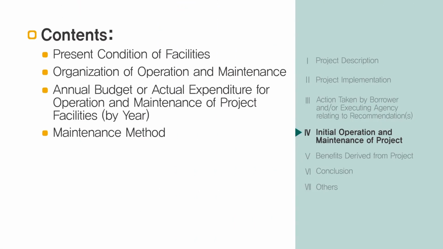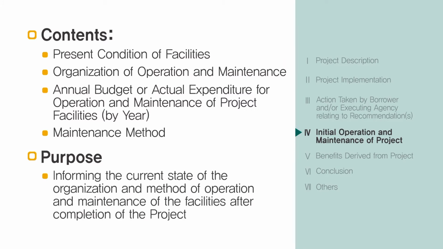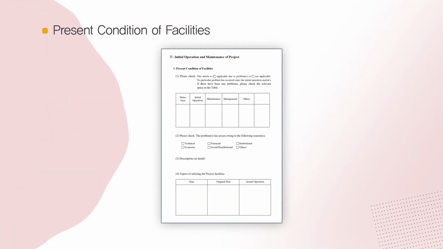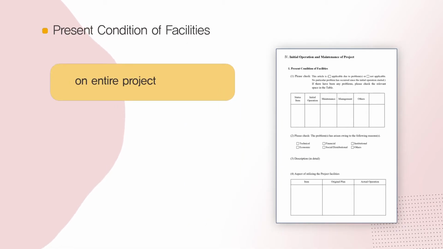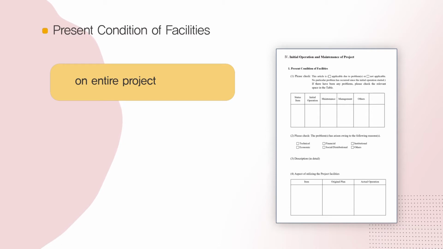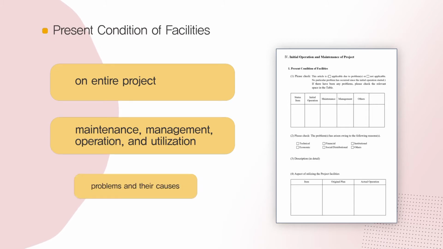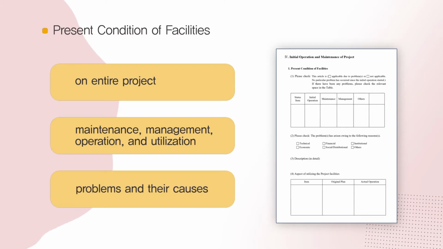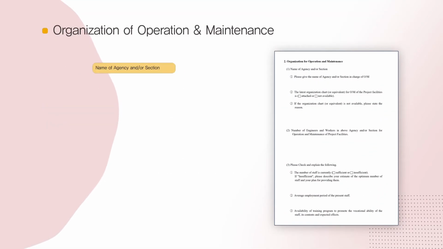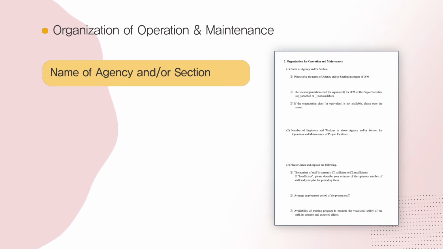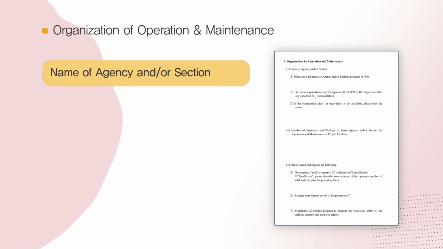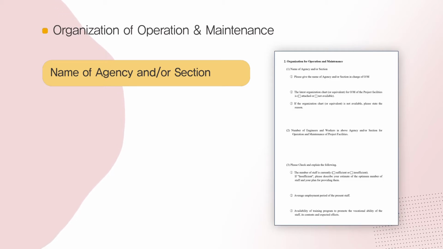This article deals with the current state of the organization and method of operation and maintenance of the facilities after completion of the project. The condition of not only the facilities assisted by EDCF, but also the entire project should be explained. With respect to the facilities listed in the table, maintenance, management, operation, and utilization should be checked and described. If there have been any problems concerning these items, such problems should be described in detail with a full explanation of the reasons. The name of the agency or section in charge of operation and maintenance should be indicated here. The existing organization chart or equivalent should also be attached.